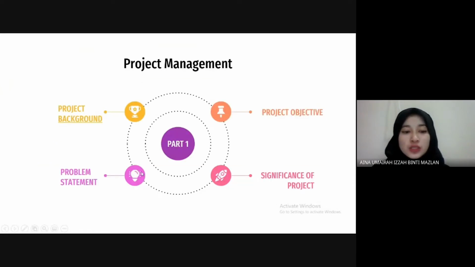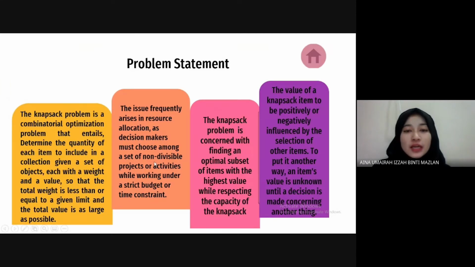We proceed to the problem statement. First, the Knapsack problem is a combinatorial optimization problem that entails determining the quantity of each item to include in a collection, given a set of objects each with a weight and a value, so that the total weight is less than or equal to a given limit and the total value is as large as possible. The second is that the issue frequently arises in resource allocation, as decision makers must choose among a set of non-divisible projects or activities while working under a strict budget or time constraint.